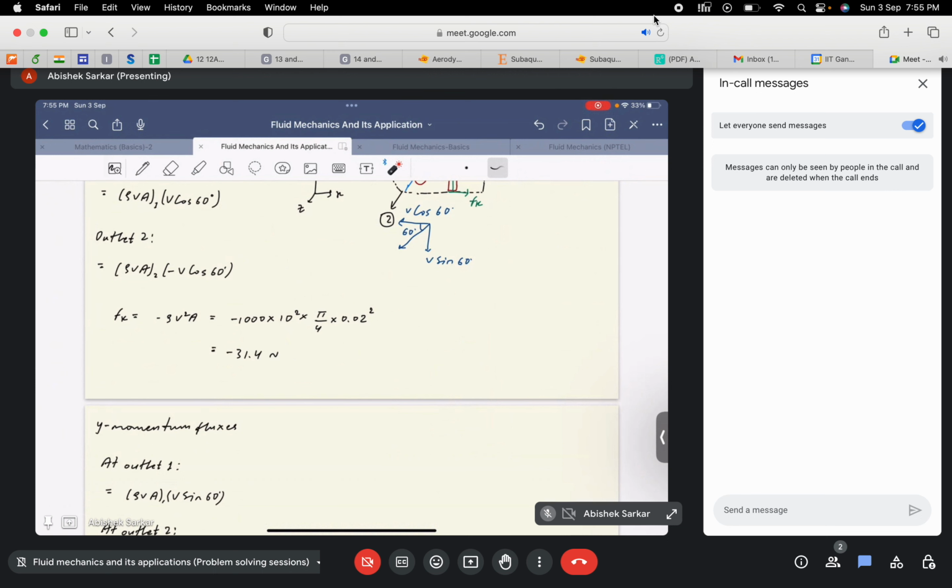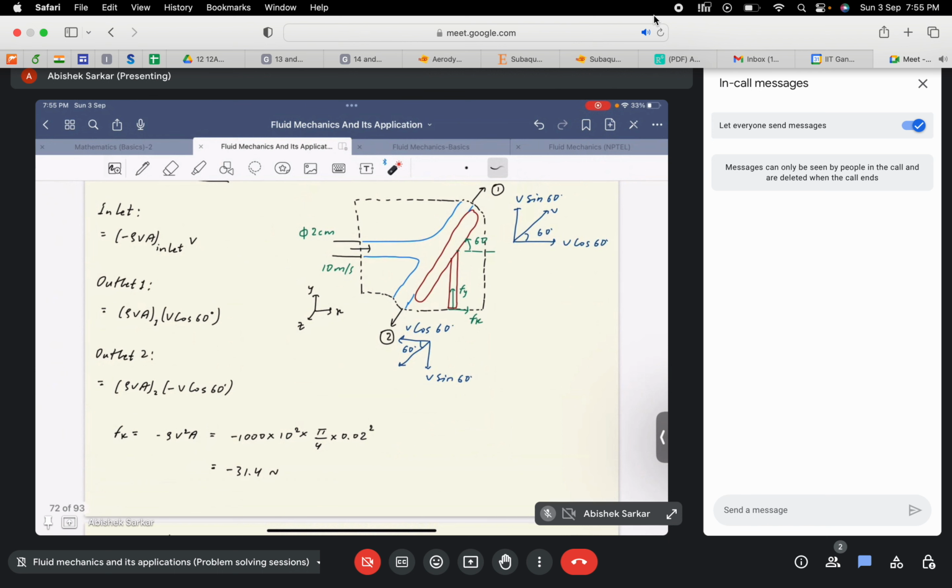The net force along the x direction would be given by Fx equals minus rho V squared A. Why? Because it's quite simple. You can clearly see that this term and this term cancel out each other, because the density remains constant, V is 10 meters per second, and the area is constant. So the V cos 60 degrees and minus V cos 60 degrees cancel out each other.